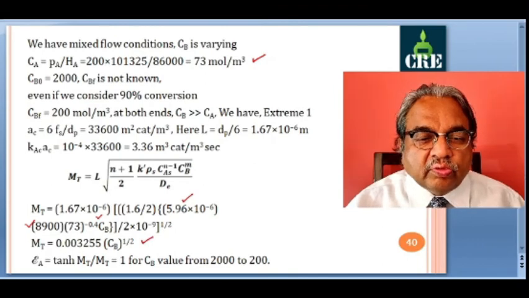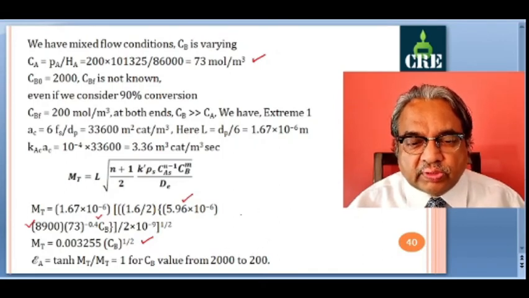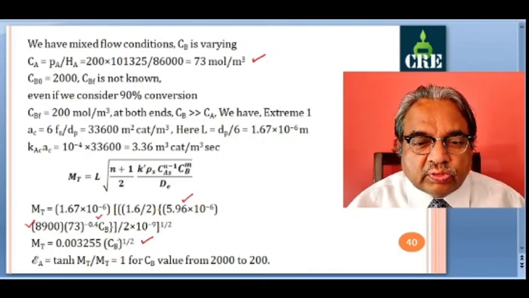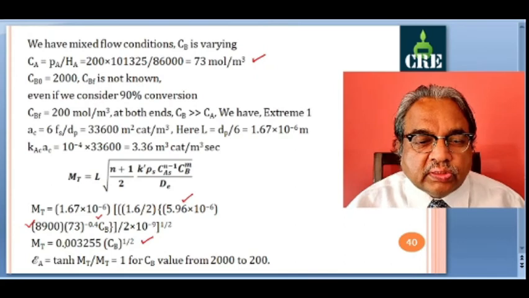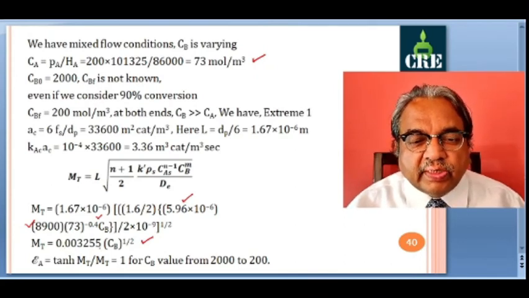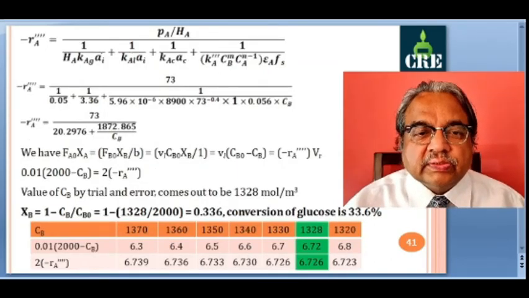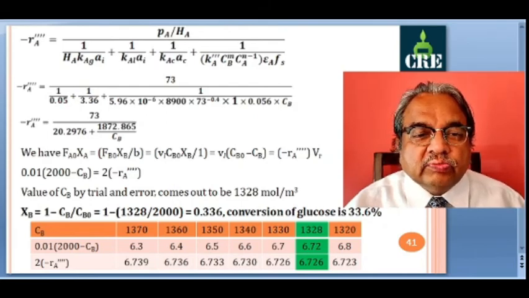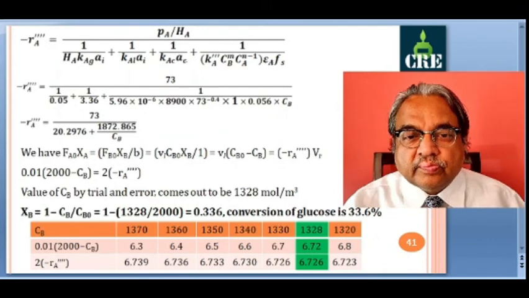So efficiency or effectiveness factor will also vary with respect to Cb from 2000 to 200 if you consider 90% conversion. So this Cb value, even this highest value is there, you can see this value will be definitely less than 0.4. So efficiency will be 1 in most of the cases. So first two terms replaced by 1 by 0.05. 1 upon KACAC is 1 by 3.36. KACAC we have found out 3.36.